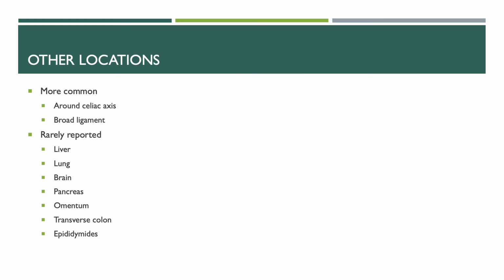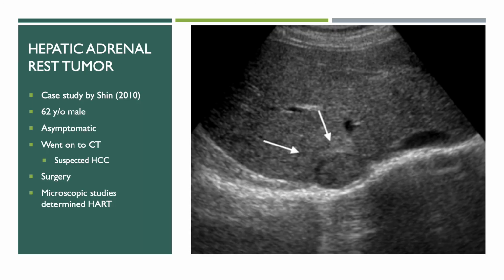Adrenal rest tissue can also be found in other locations. Some more common locations are around the celiac axis and the broad ligament of the uterus. Other locations of adrenal rest that have been documented include the liver, lung, brain, pancreas, omentum, transverse colon, and the epididymides. They are usually less than 7 millimeters and incidentally detected on surgery or autopsy in both patients with congenital adrenal hyperplasia and no hormonal abnormalities.